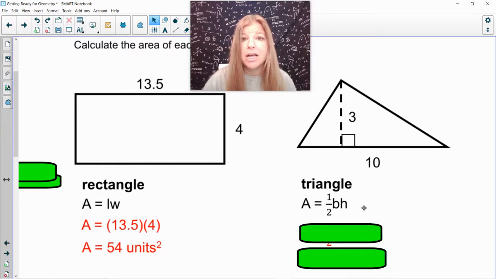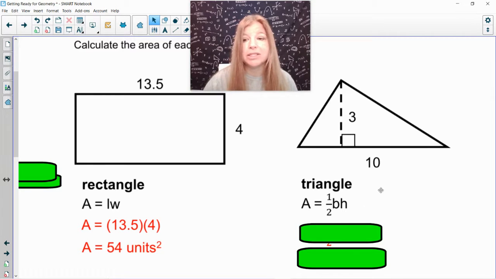A triangle is really half of a rectangle or half of a parallelogram. So we multiply not the length and width, we refer to it as the base and height, but we then multiply that by 1/2. Or you can think about it as multiplying the base times the height and then just dividing it by 2. It would mean the exact same thing.